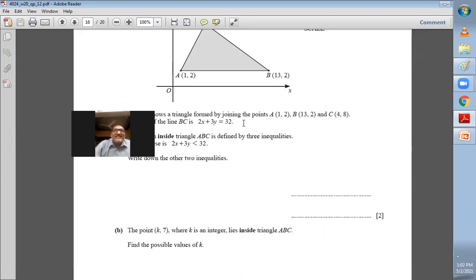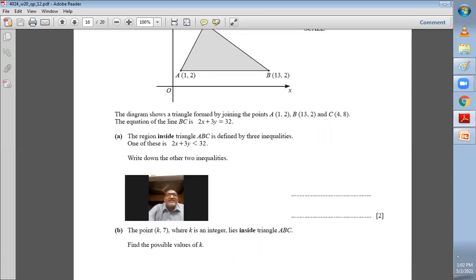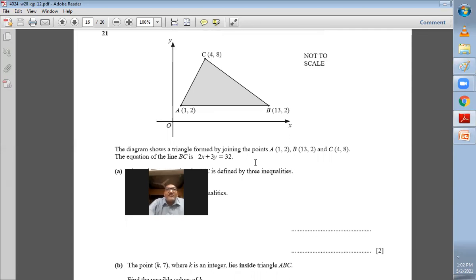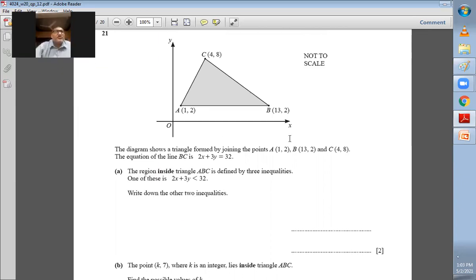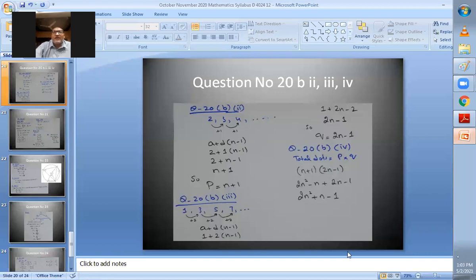His question is, write down the other two inequalities. I mean, I need to find out the equation of the AC and the equation of the AB, and then I will write the inequalities also. I have done this on a paper. Let me show you. This is question number 21.